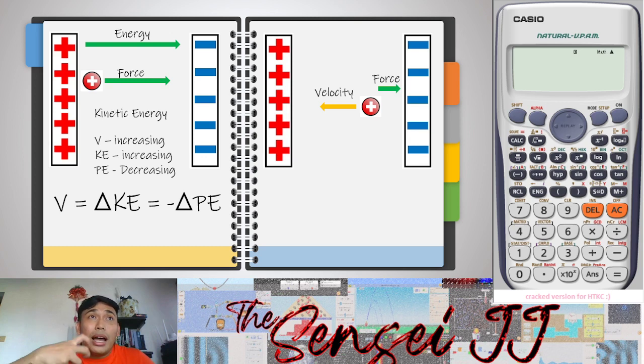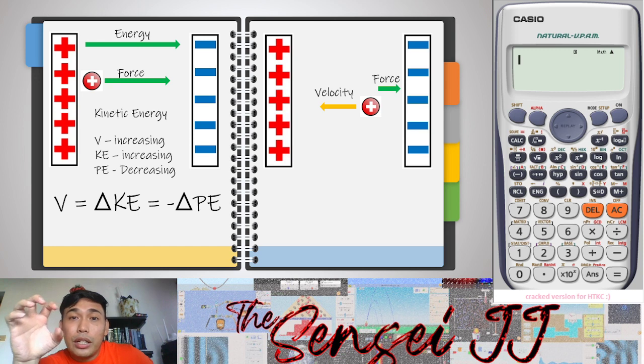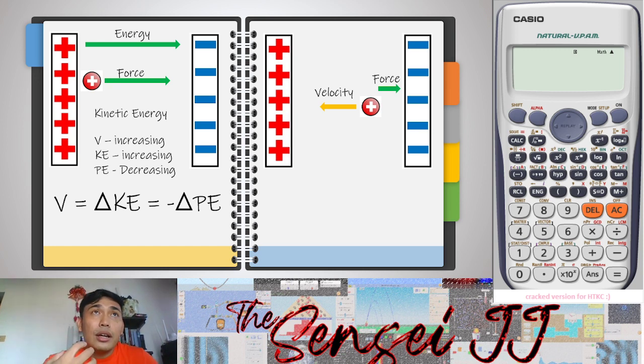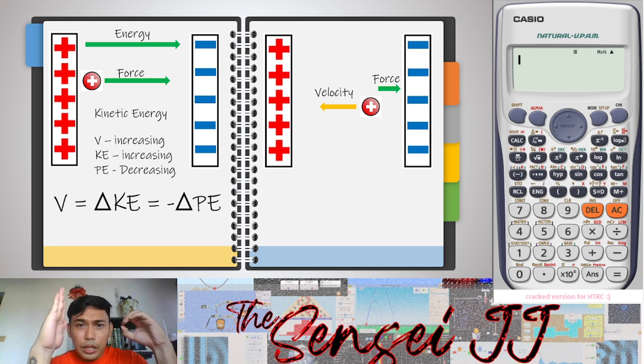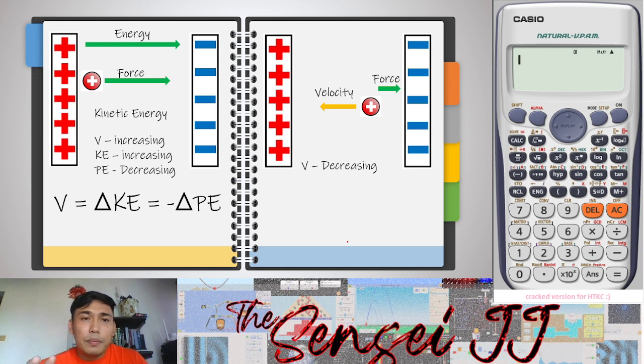Ibig sabihin lang nun, kung makaka-move yung ating particle papunta sa ating positive side, the force, or the momentum, the velocity is higher than the attracting force itself. And once na malapit na ang ating positive particle sa ating plate, what will happen? What will happen? Again, remember, positive particle and positive plate. What will happen, guys? Our electric potential is decreasing, kinetic energy is decreasing, and our potential energy is increasing.